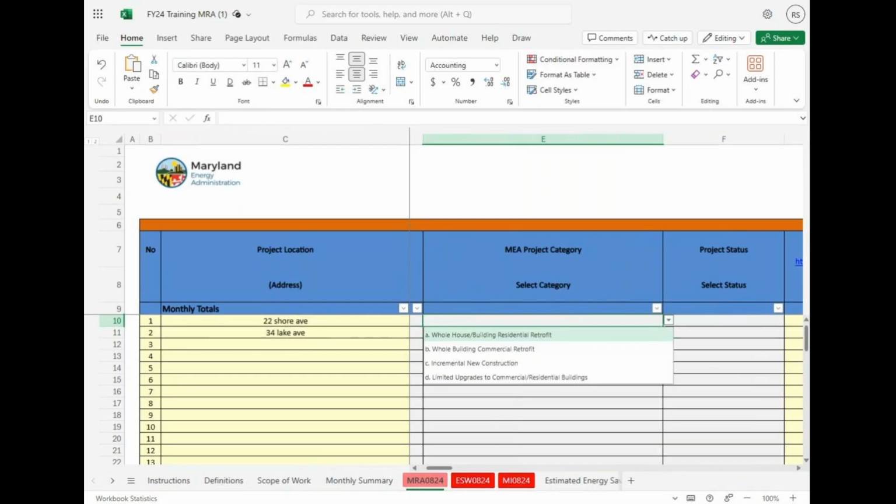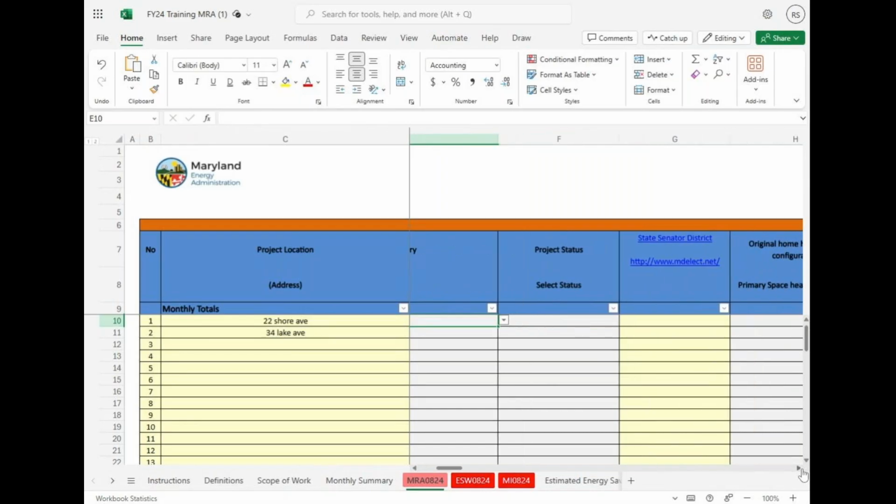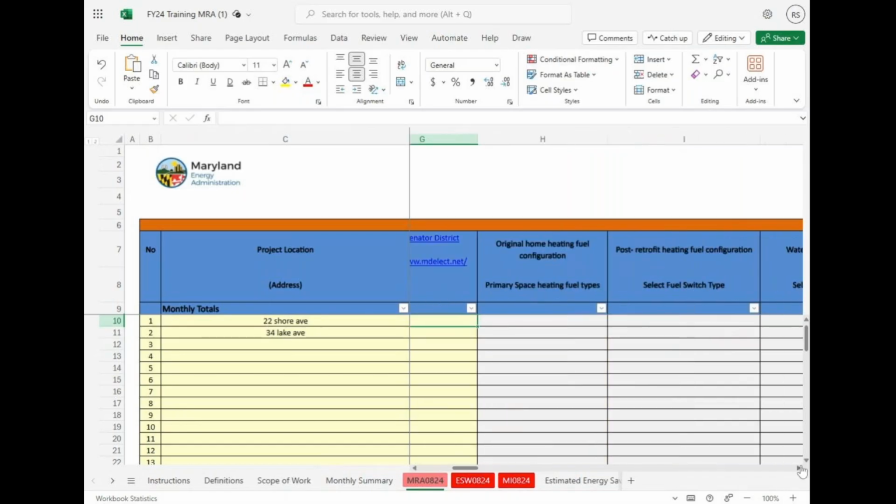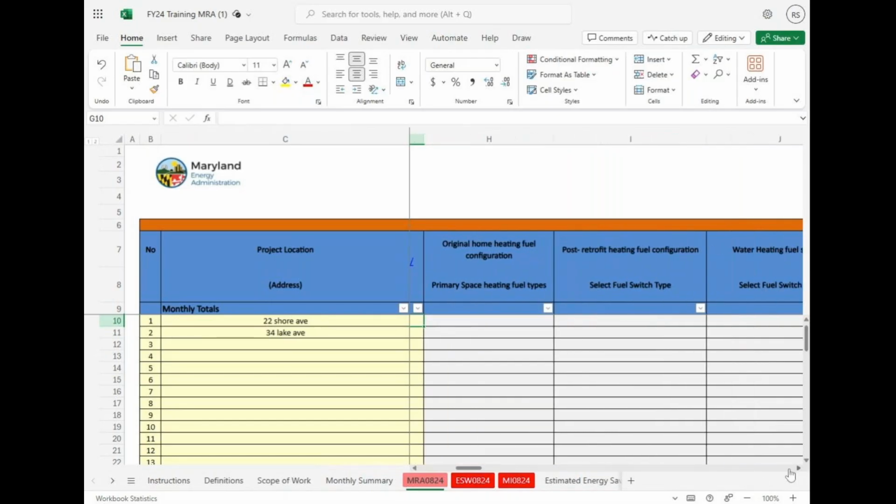Let us know if it's a whole house, commercial, new construction, or limited upgrades to commercial/residential. Okay, and then we move on to status of project, excuse me. Just let us know where you're at in the process of completing it. Have you completed the work? Are you still in the process of it? Things of that nature. Please let us know what state senate district you are in. These are new, this is new information that we added for the FY24 for you returning grantees.